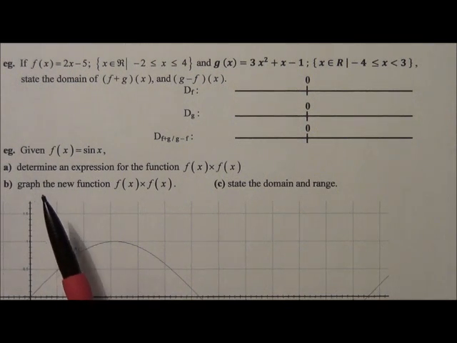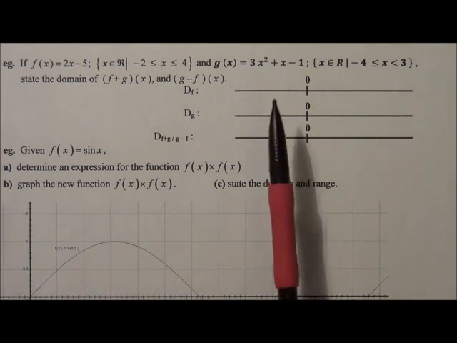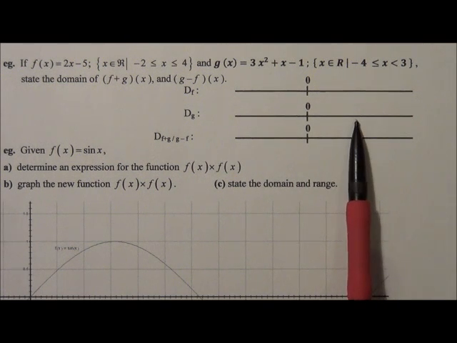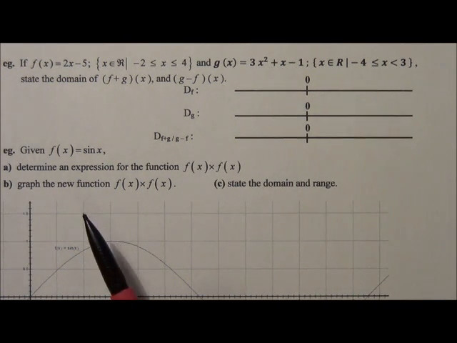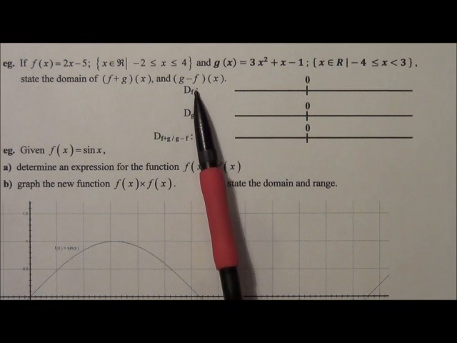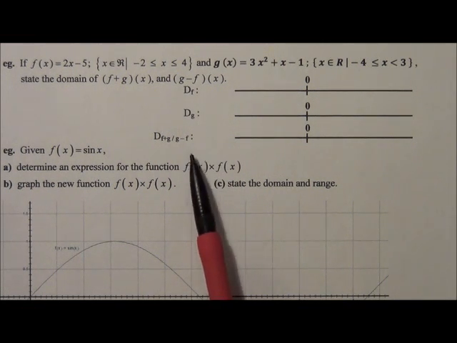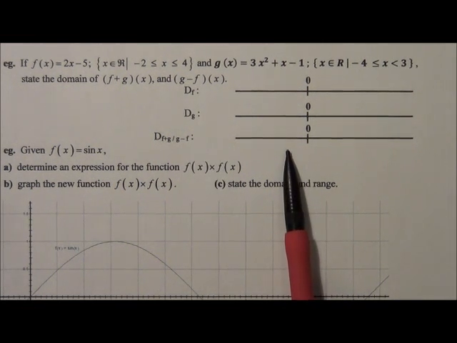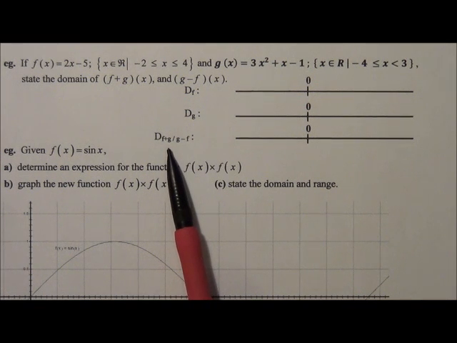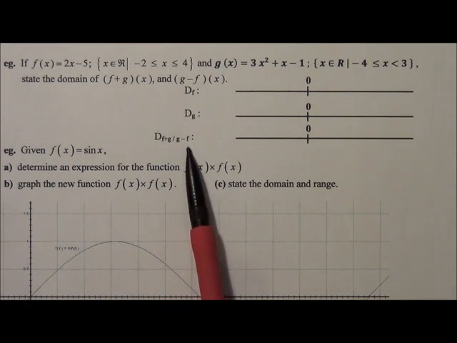Okay, so here's an example where we want to use a number line approach in order to find the domain of two functions, and then by looking at the domain of the two functions, we'll see the intersection of the domains so that we can get the domain for f plus g of x and the domain of g minus f of x.